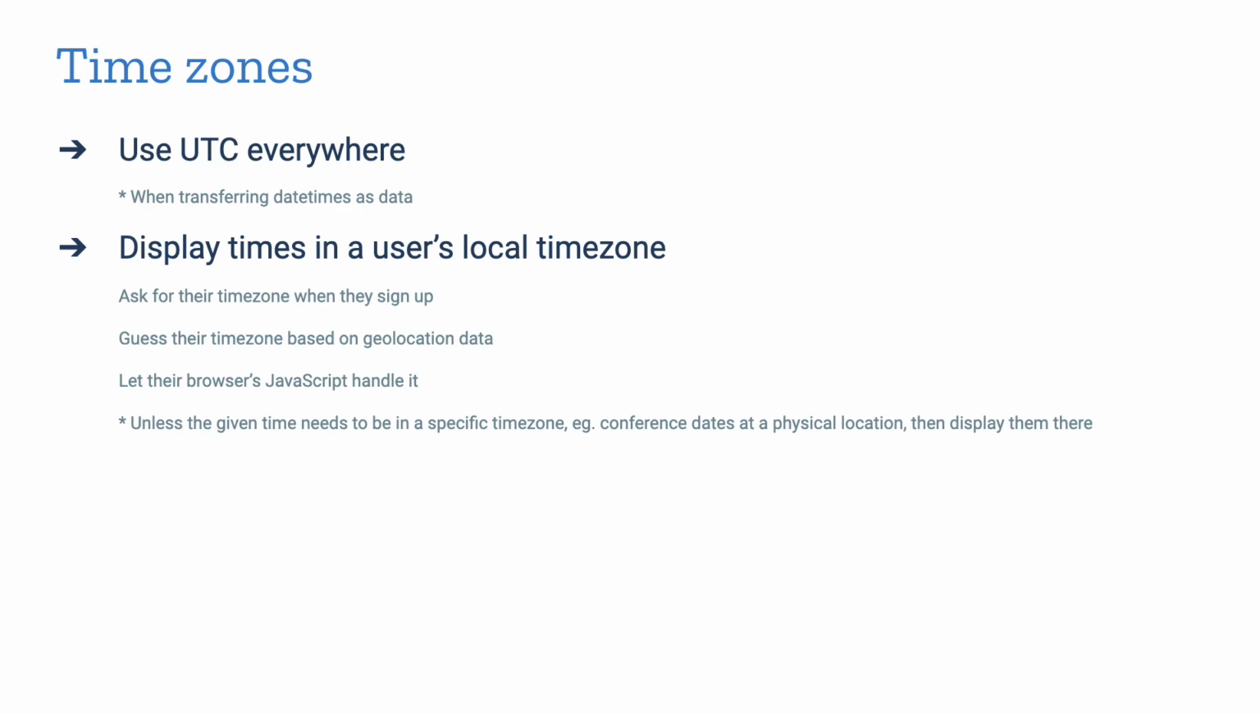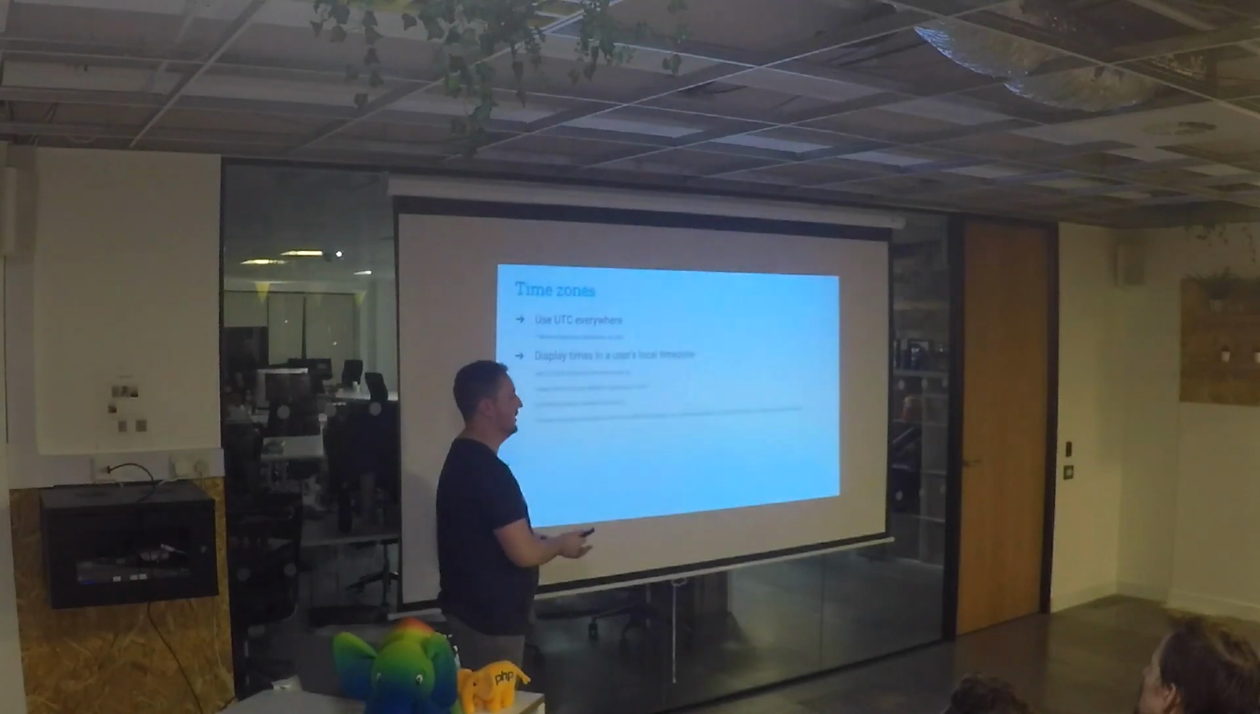The one exception for this is if you're giving a time for a specific physical location, like a conference or this meetup here. This meetup's happening in England, so we probably always want to display the time for that in the current time in England, because it doesn't really make sense to display it any other way for people.